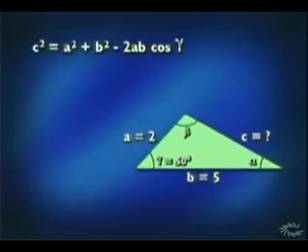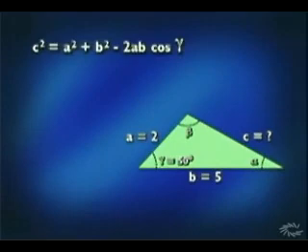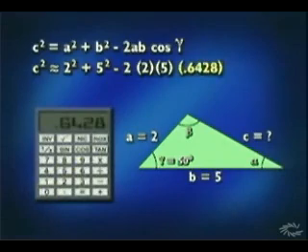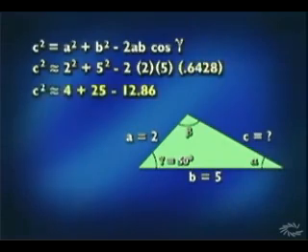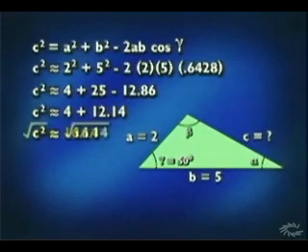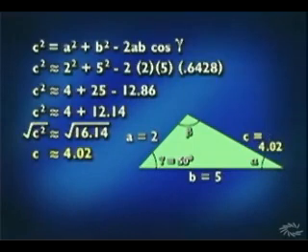So we start with C squared is equal to A squared plus B squared minus 2AB times the cosine of gamma. After we plug in the values for A and B and angle gamma, our equation becomes C squared is equal to 2 squared plus 5 squared minus 2 times 2 times 5 times the cosine of 50 degrees. Punching in the cosine of 50 degrees, we get 0.6428. After doing some multiplying and a squaring and subtracting and adding, we get C squared is equal to 16.14. Taking the square root of both sides, C equals 4.02.